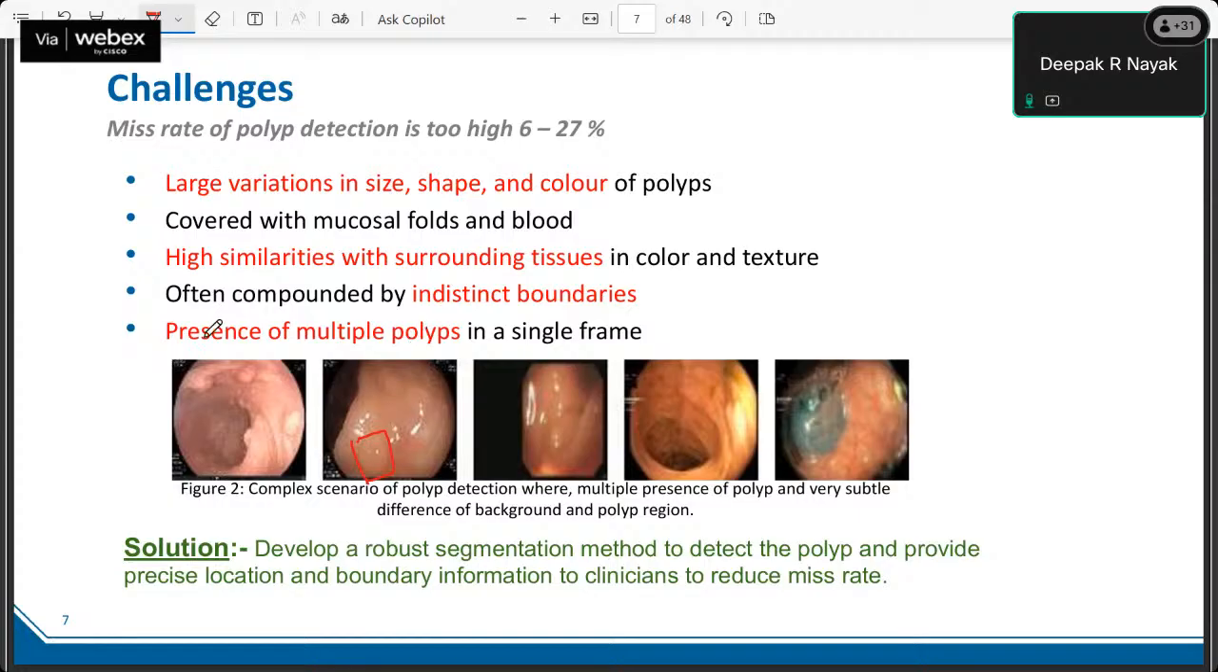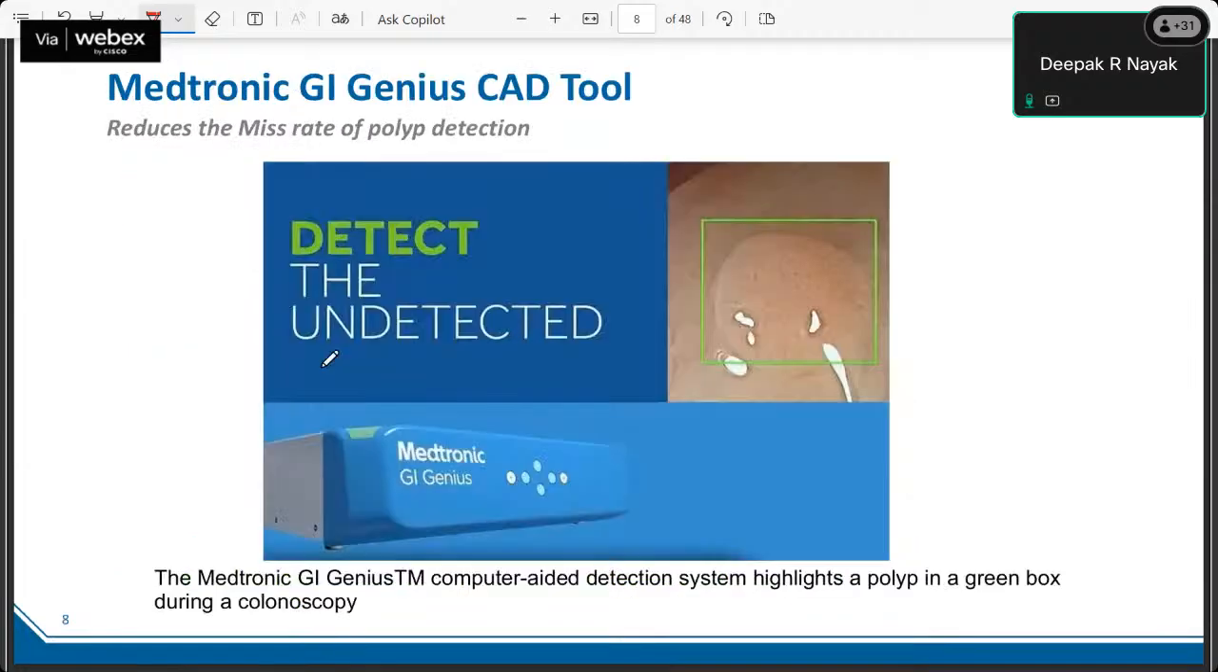And as I mentioned, there could be a lot of polyps at the same time in a single frame, right? So how do we detect all those polyps? Because if one of the polyps is missed, that missed polyp may lead to colorectal cancer. These are some of the problems the doctors face while detecting the polyps. That is why we are interested in designing a robust algorithm which can detect the polyp and provide precise boundary information to the clinicians in order to reduce the miss rate. That is the major goal here.